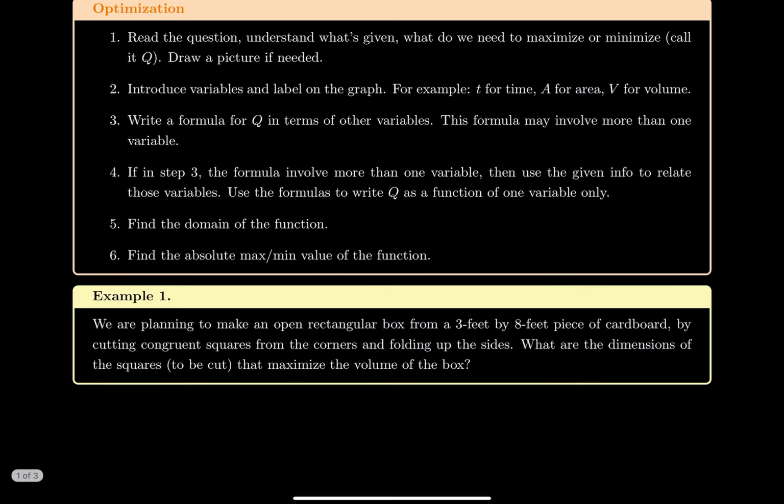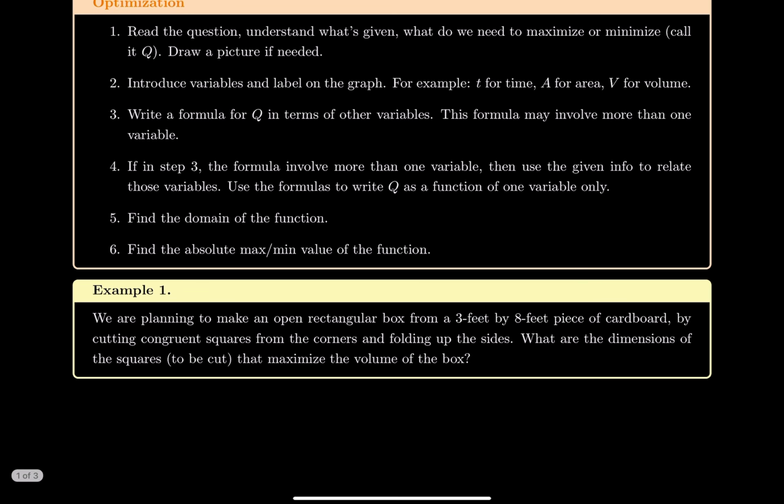And lastly, you use what you learned from before to find the absolute max or min value of the function. So you might need to take the derivative, set it to 0, and figure out what it is, and use the first derivative test or the second derivative test to figure out if this is the maximum or minimum you're looking for.